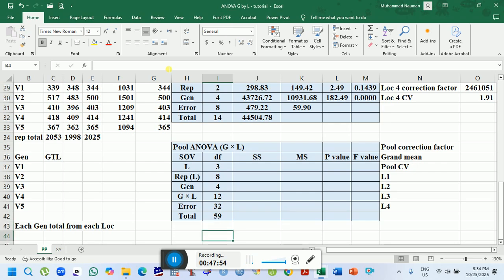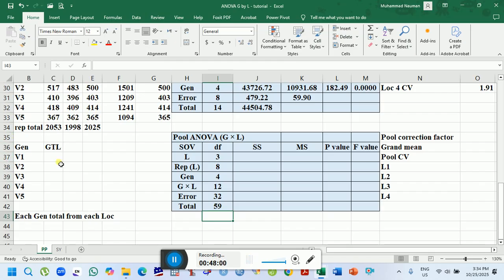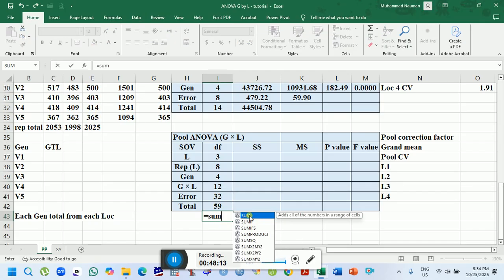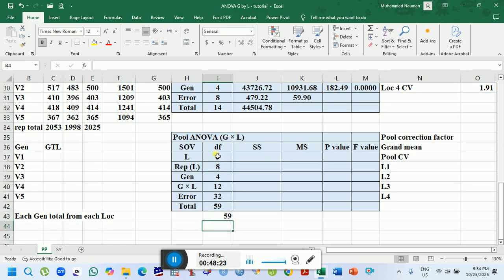Now we will cross check this answer by adding the location, reps, genotype by location and error. If we get 59, it means our calculation is fine. Is equal to SUM. Make the selection: location, reps within location, genotype by location and error. Enter. It is 59. Remove this now.